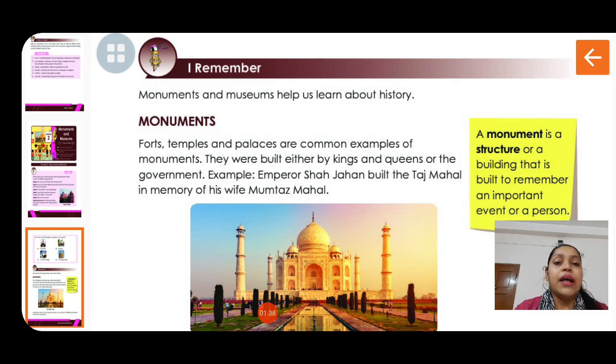Then very elaborately monuments have been explained, and it's written there, forts, temples and palaces are all common examples of monuments. And what exactly are monuments? They are a structure or a building that is built to remember an important event or person. Monuments are always built to remember an important event or a person, not just for the sake of building. Like an example is given, Emperor Shah Jahan built the Taj Mahal in memory of his wife Mumtaz Mahal.